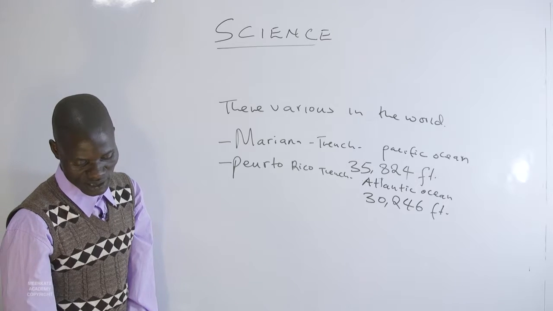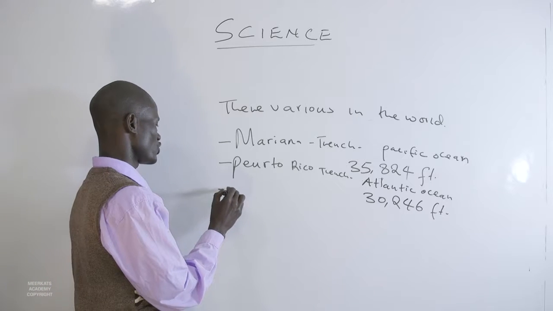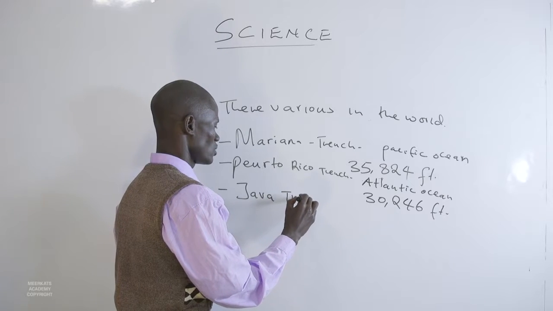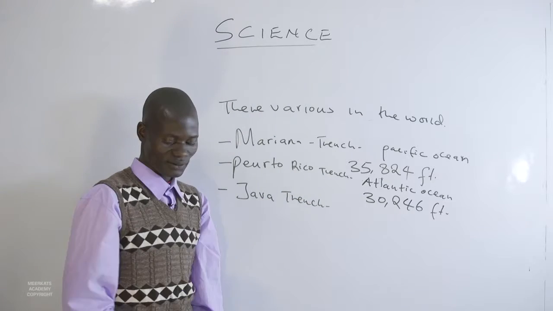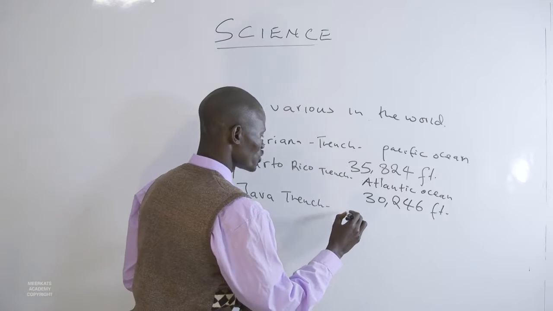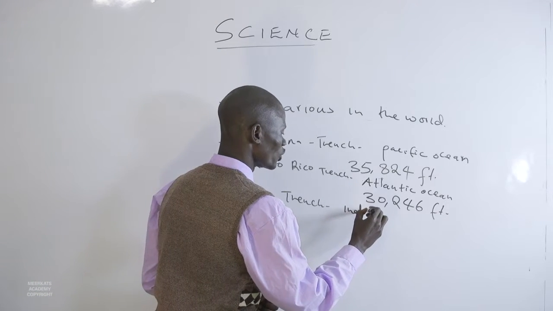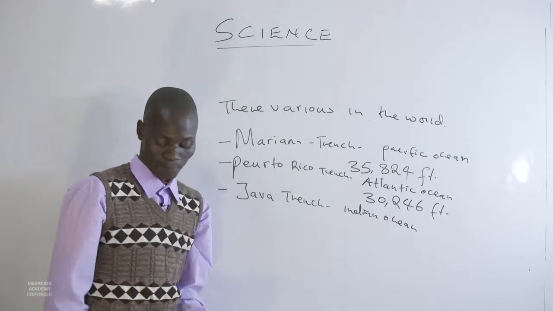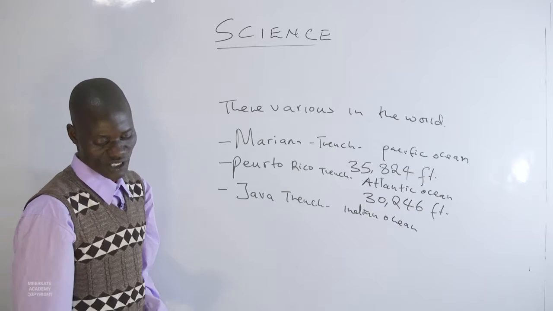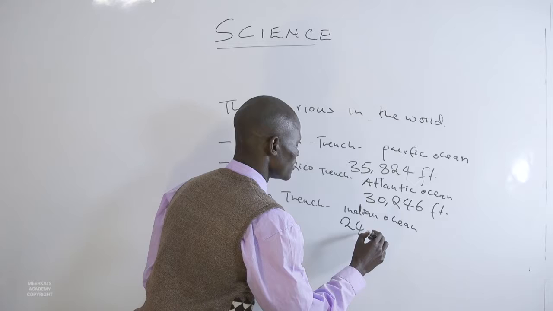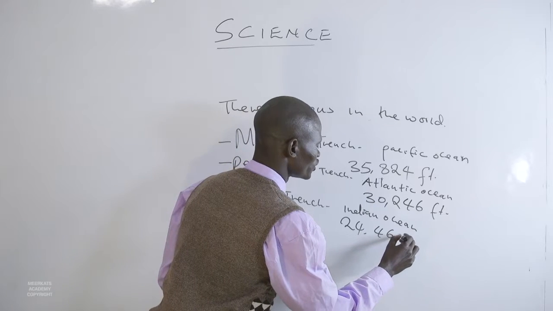Another example is the Java Trench. Where is the Java Trench found? The Java Trench is found in the Indian Ocean, which carries 24,460 feet.